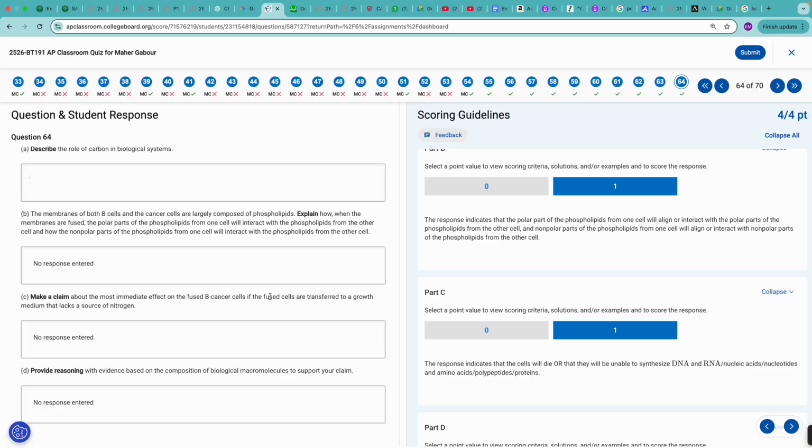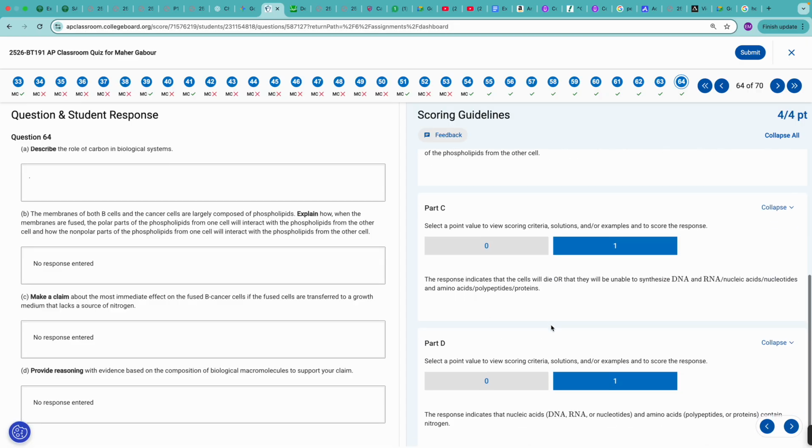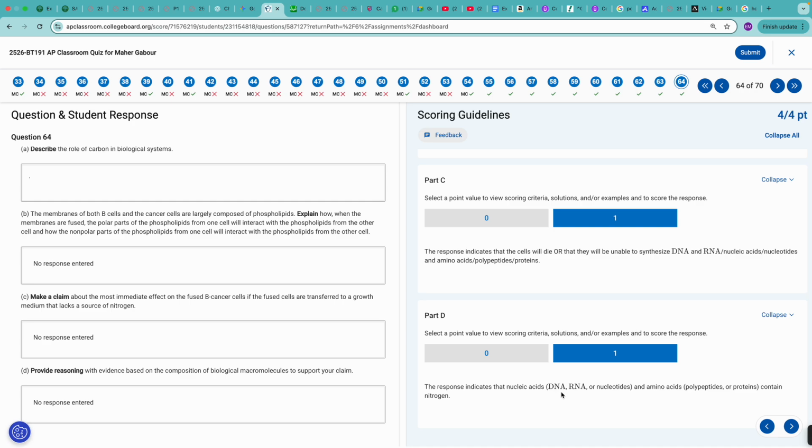Part D, provide reasoning with evidence based on the consumption of biological macromolecules to support your claim. Support my claim on what exactly? Guys, that's the thing that I said about nitrogen, because here they didn't tell you to justify. You just made a claim. Here they're just telling you to justify, because all you have to do is say the DNA, RNA, and the amino acids, the polypeptides, the proteins, whatever. Okay, they all contain nitrogen.